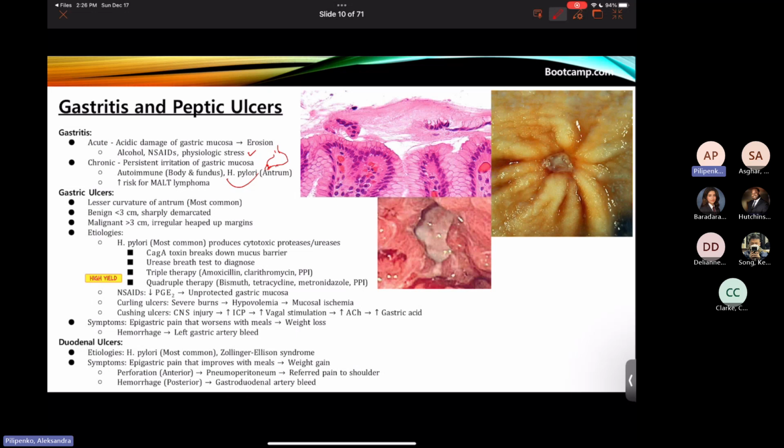And high yield to know that chronic gastritis has a higher risk of developing MALT lymphoma. This stands for mucosa-associated lymphoid tissue lymphoma. Okay, as I said earlier, you do need to know the locations of the ulcers because they will give you a clue which pathogen is responsible or what process is responsible for the formation of the ulcers.